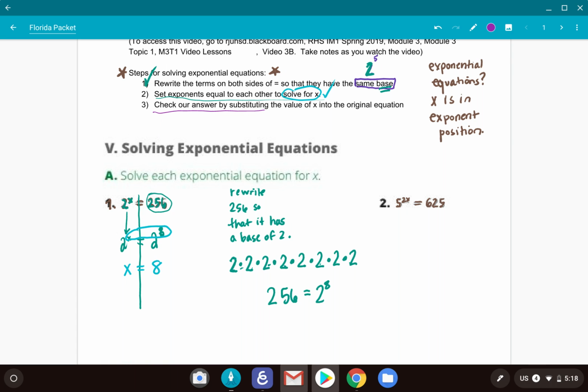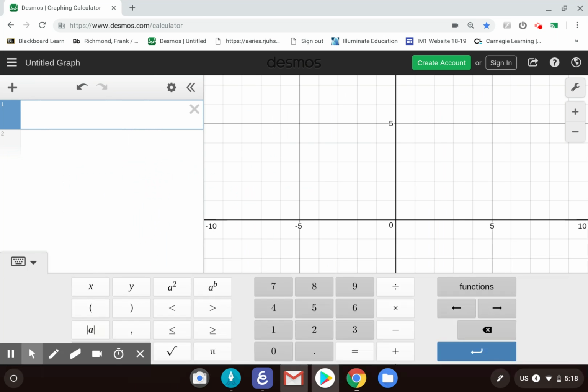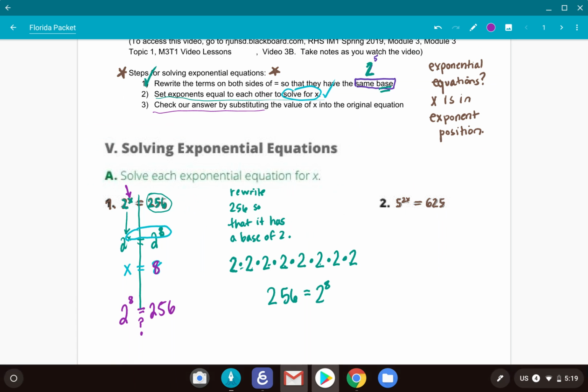And then we're going to check our solution. So we can take this 8 and substitute it back into the original equation. So instead of 2 to the x, I'm going to put 2 to the 8th, and I'm checking, does that equal 256? And we can use Desmos, 2 to the 8th power, and that does equal 256. So I know that I did get the correct answer, and x really is equal to 8.